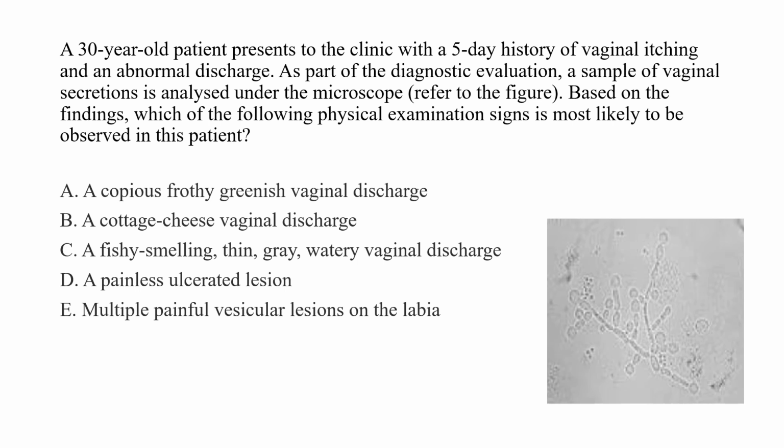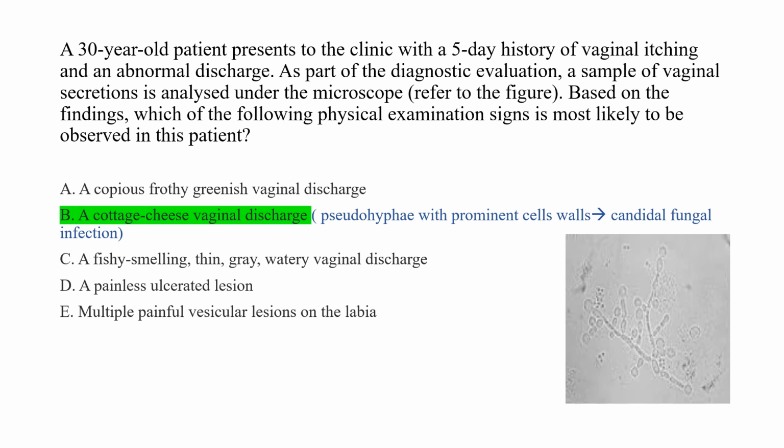Now, in this image provided, the diagnostic clue lies in the wet mount preparation, which is showing pseudohyphae with prominent cell walls. The correct option here would be B, a cottage cheesy vaginal discharge, because this patient has Candida albicans infection, and the wet mount reveals pseudohyphae with prominent cell walls, which is the hallmark of candidiasis. Clinically it presents with a thick, white, clumpy, cottage cheese-like discharge, and it's often accompanied by itching and irritation.